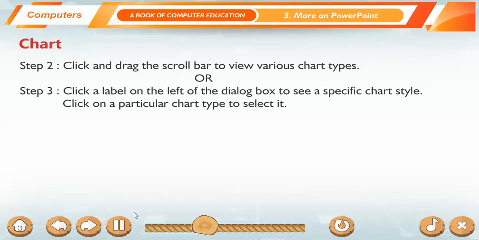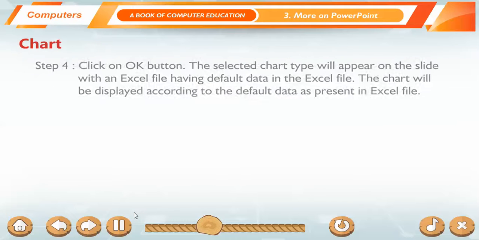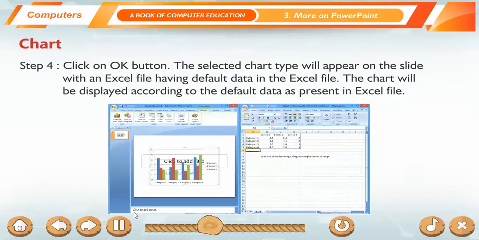Step 2. Click and drag the scroll bar to view various chart types. Or, Step 3. Click a label on the left of the dialog box to see a specific chart style. Click on a particular chart type to select it. Step 4. Click on OK button. The selected chart type will appear on the slide with an Excel file having default data in the Excel file. The chart will be displayed according to the default data as present in Excel file.